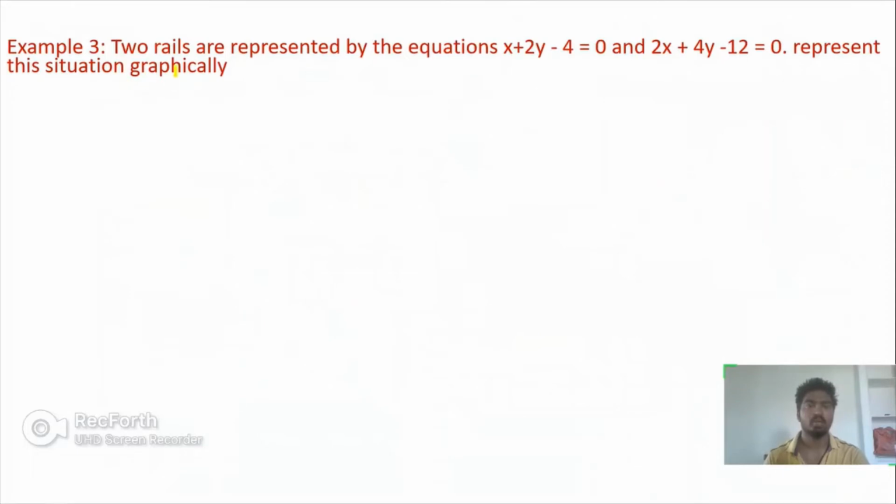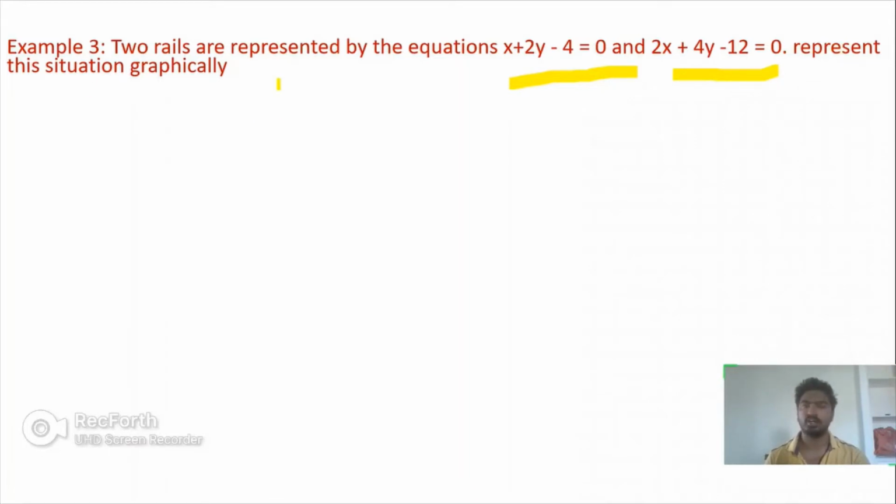Example 3. Two rails are represented by the equations x plus 2y minus 4 equal to 0 and 2x plus 4y minus 12 equal to 0. Represent the situation graphically. Okay. So here in the question itself, they have provided two line equations, that is x plus 2y minus 4 equal to 0 and 2x plus 4y minus 12 equal to 0. And they want us to represent the situation graphically.